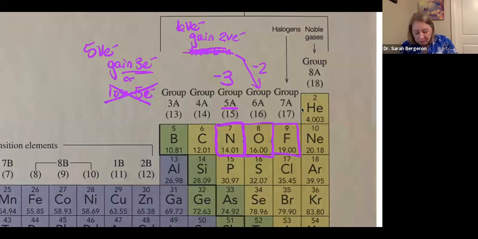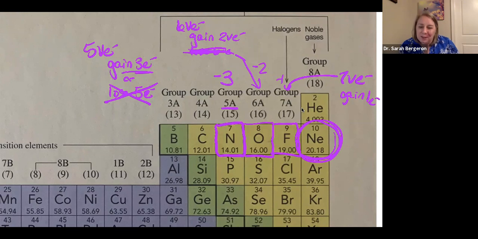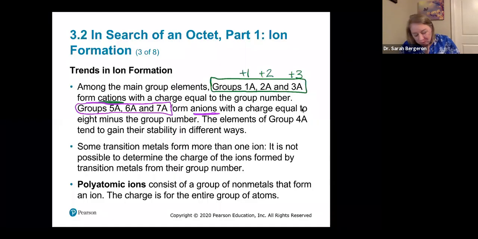Fluorine. Fluorine's in group 7A. 7A has 7 valence electrons. It's really easy. All I need to do is gain 1. If I gain 1 valence electron, then I'm going to have a charge of -1. So when all 3 of those elements, nitrogen, oxygen, and fluorine, gain electrons, they're all going to now be isoelectronic to neon because they now all have 8 valence electrons, just like neon. Okay. All right, so let's go back to our notes.